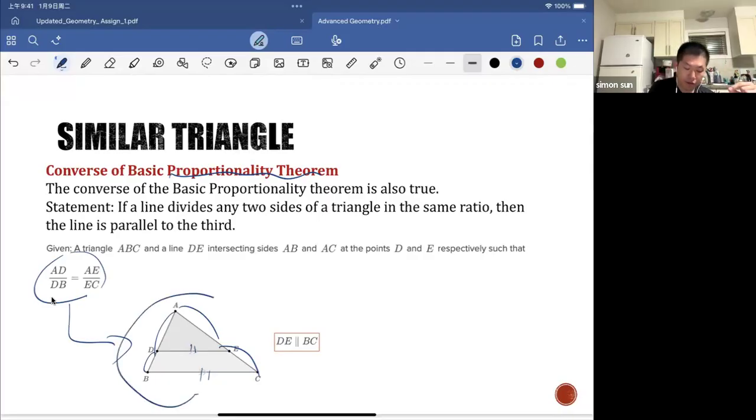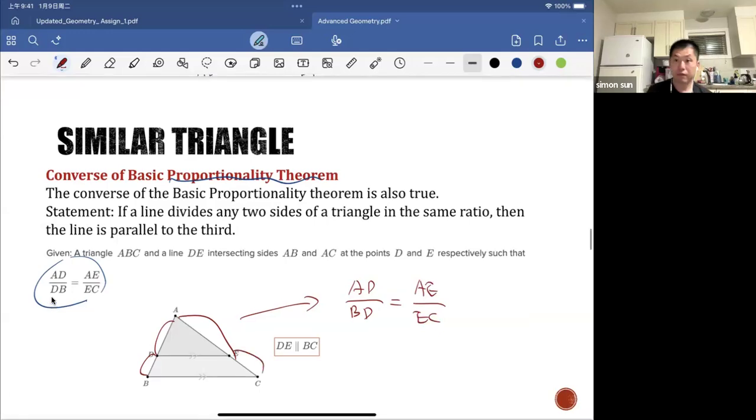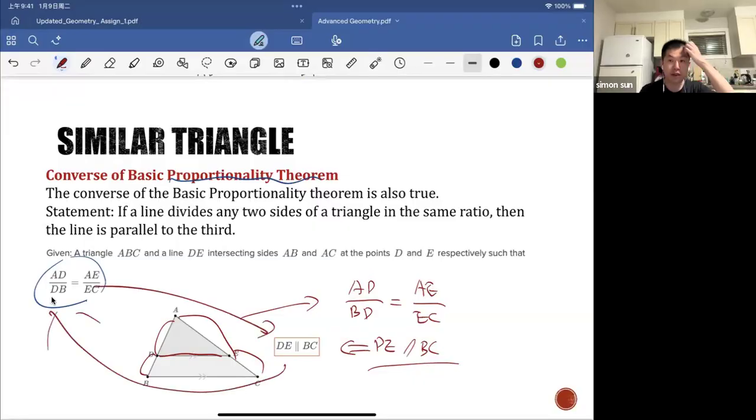which means, look at this graph. If the given information is AD over BD is equal to AE over EC, the left side and the right side are divided in the same ratio, then the line DE will be parallel to BC. We can directly use this one. You can use this to prove parallelism, and you can also do the converse.